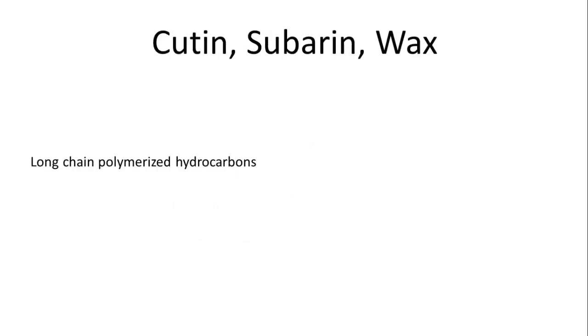Another group we have is cutin, suberin, and wax, and these are long chain polymerized hydrocarbons. When we say long chain, you take a 16 carbon unit and you put 2 of them together and you're going to get 32 carbons. You take a 16 and an 18, you're going to get 34, and you take a 34 and a 16 and all of a sudden we're up to around 50 carbons. And so it makes these things absolutely huge long chains. The difference is where they work and what they do.